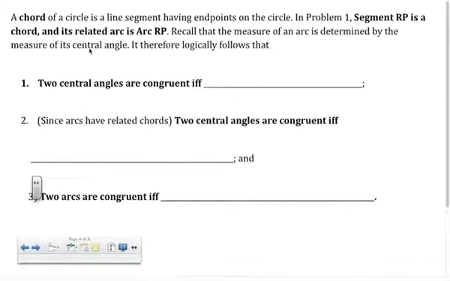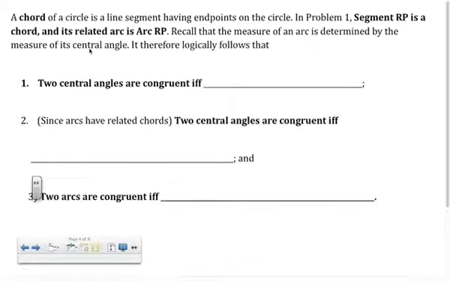A chord of a circle is a line segment whose endpoints are on the circle. And in this blip up here, I'm referring to problem 1, which isn't on this screen, but it is in your notes. Segment RP, for example, is a chord. It's just a line segment in a circle. Its endpoints are on the circle, right?